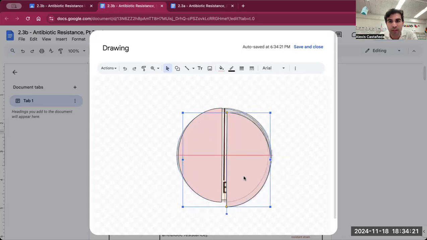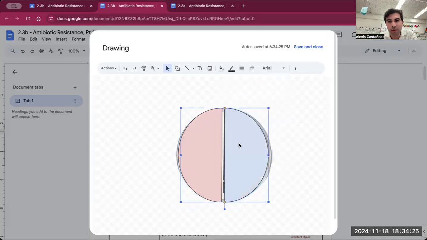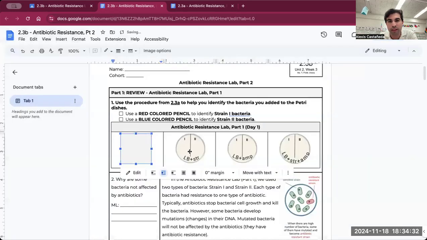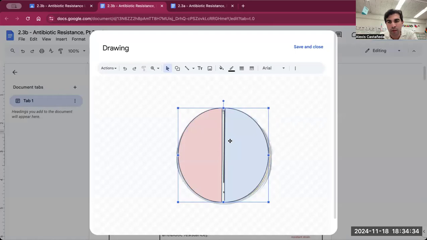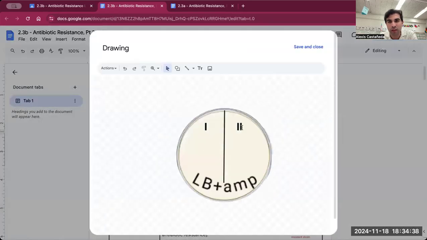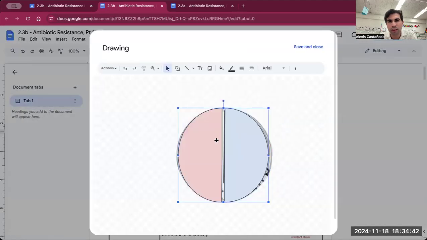And this is going to be the case for every single one of our plates. And yours hopefully will look a little bit better than mine. But we're going to put red on the left side and blue on the right side for each one of these plates. Because on every single plate, we put strain 1 on the left side and strain 2 on the right side.